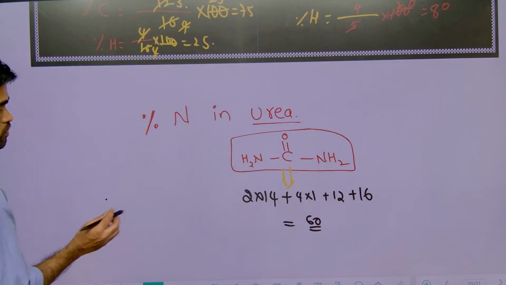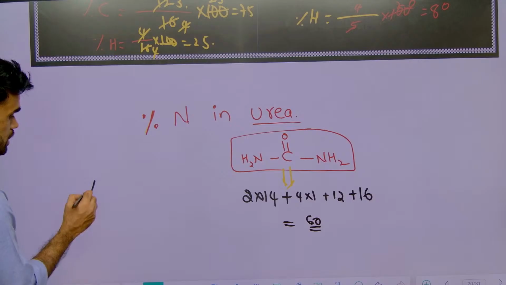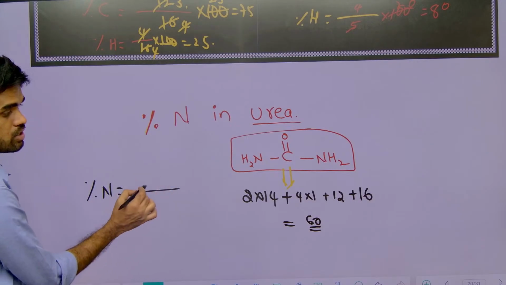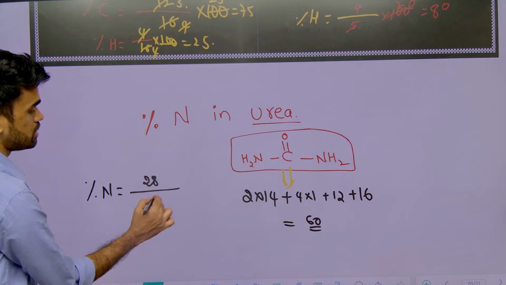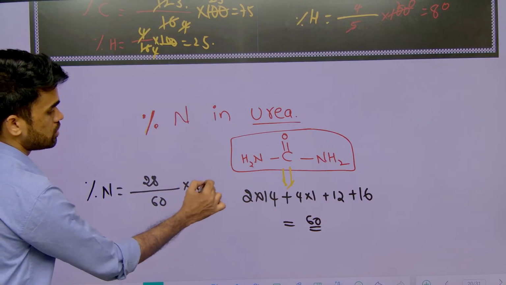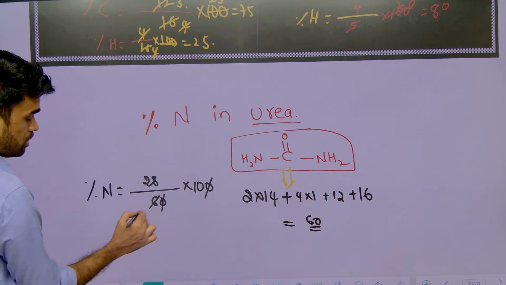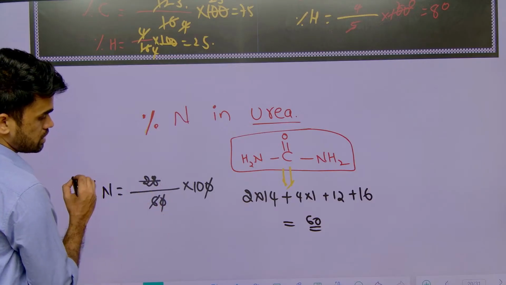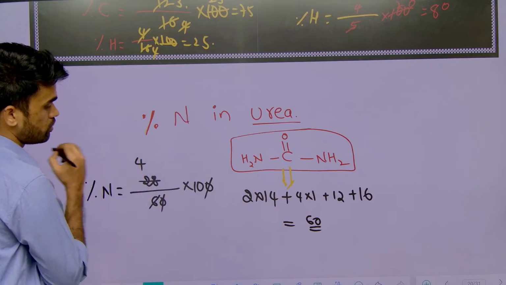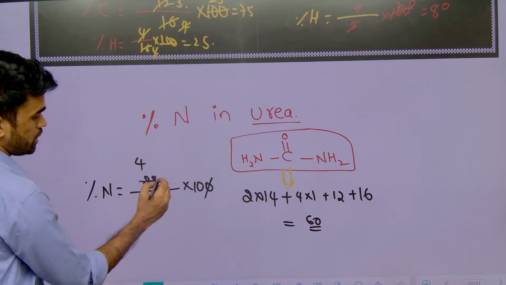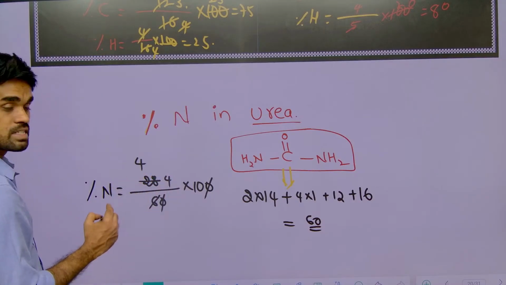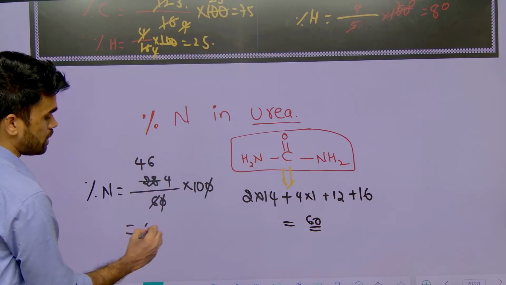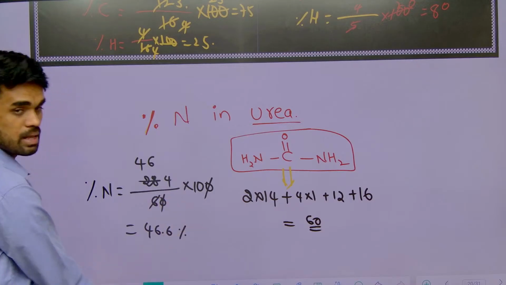Okay? So now what am I asking? Percentage of nitrogen. So what should I take? Weight of nitrogen by total weight into 100. So it is 28 by 60 into 100. So it will be how much? 6 4s are 24. Okay, 24 means remaining 4. 6 are 36, like 4 into 40 means 36. Okay, around it will be 46.6%.